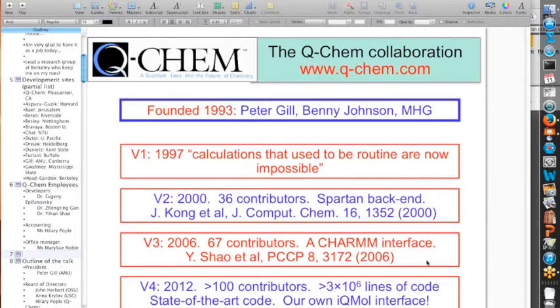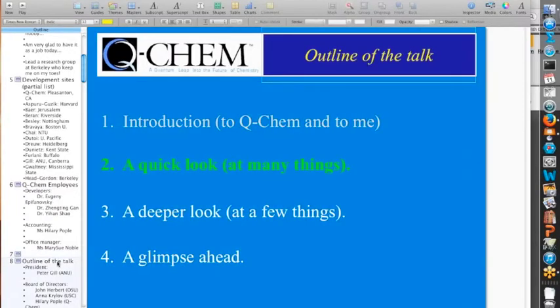And time marches on, and we released version 3 in 2006 with an interface to CHARMM, and published a paper describing its main features. And version 4, the first part of this came out in 2012, and as I've already mentioned, is over 3 million lines of code and really state-of-the-art in many ways. So it's my job today to walk you through a few aspects of what makes it state-of-the-art, and we'll just go from there.